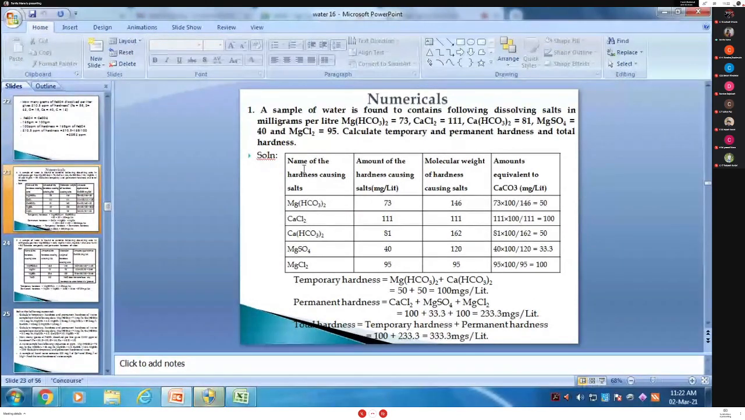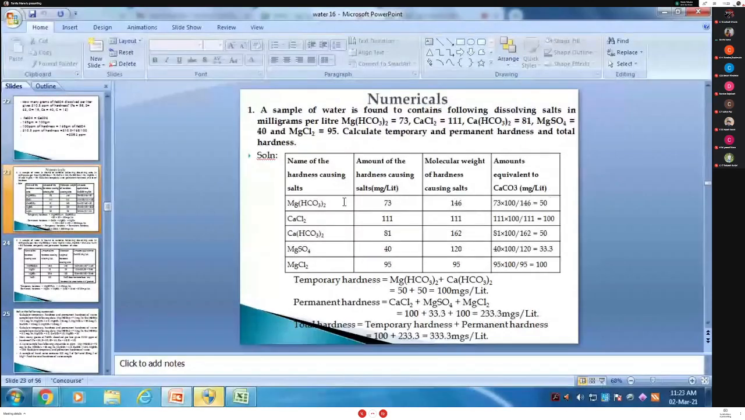Okay. So draw the table first. Name of hardness causing salt in the first column. Second column, amount of the hardness causing salt in milligrams per liter. Third column, molecular weight of hardness causing salt. And last one, the amount equivalent to CaCO3 in milligrams per liter.